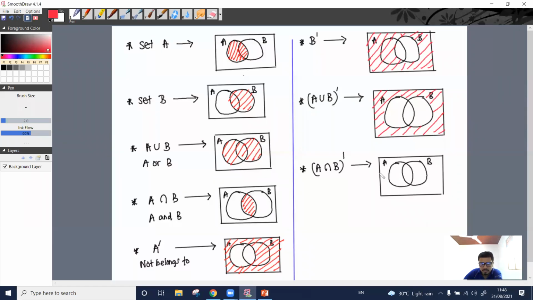It means it should be what? Not belongs to A and B. The rest apart from the intersecting area. Apart from this portion, the rest is A intersection B dash. Dash means not belongs to. Not A and B, the rest of the thing. A intersection B dash.